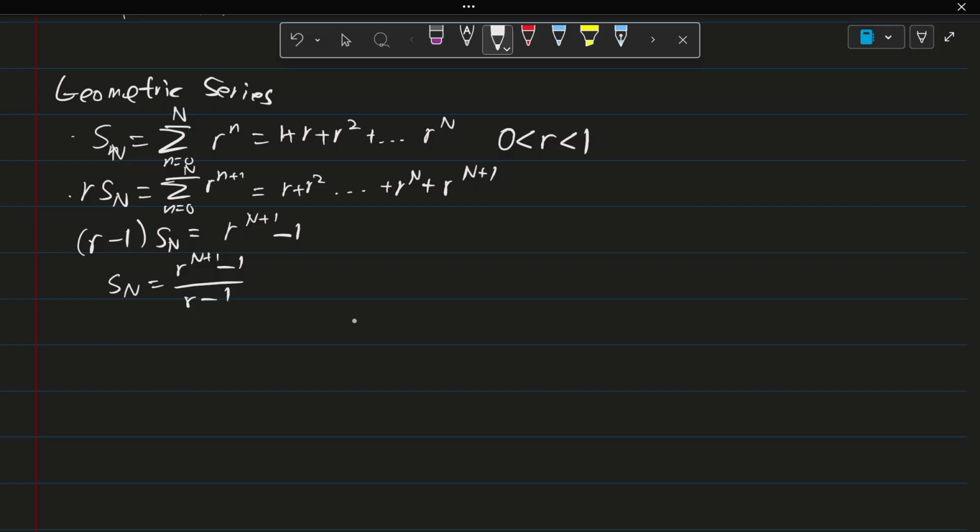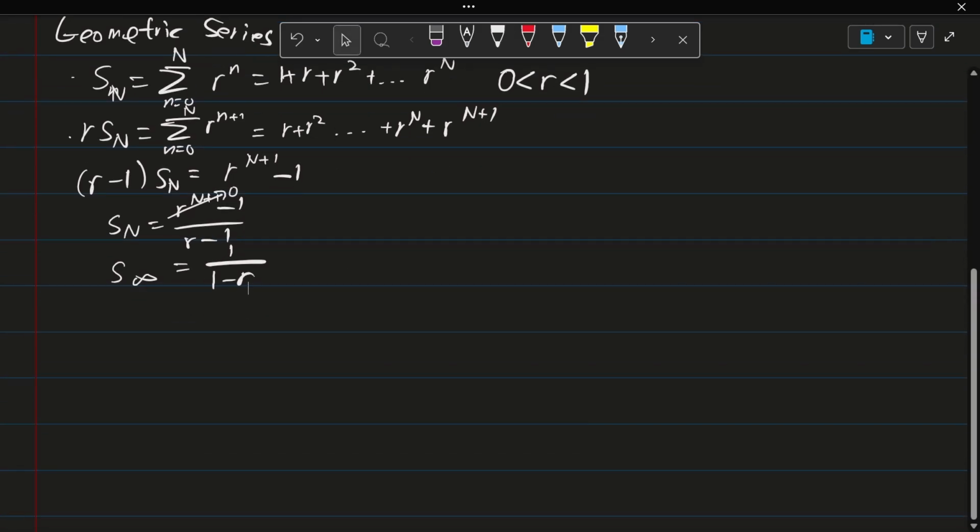Now, if n approaches infinity, this top value here will approach 0. So as it goes to infinity, for this particular case, it's going to be 1 over 1 minus r. And this is the infinite series for a geometric sequence.